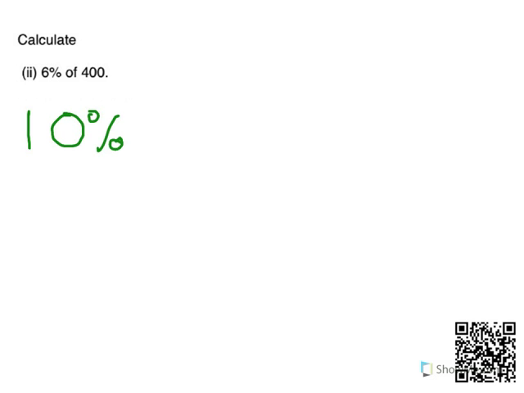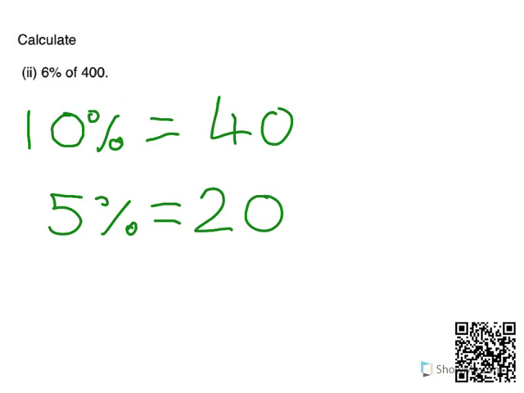So the first thing to do is find 10% of 400. And finding 10% is easy, because you divide by 10. 10% of 400 is 40. Now by knowing 10% we can find lots of other things which are useful. 5% will be half of 40, so it's 20.